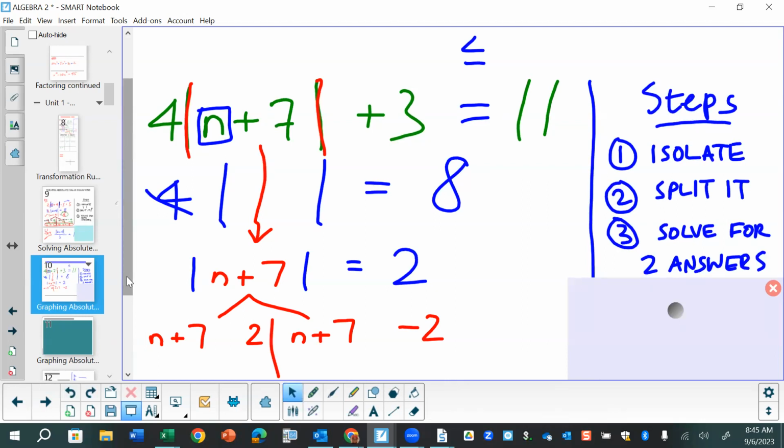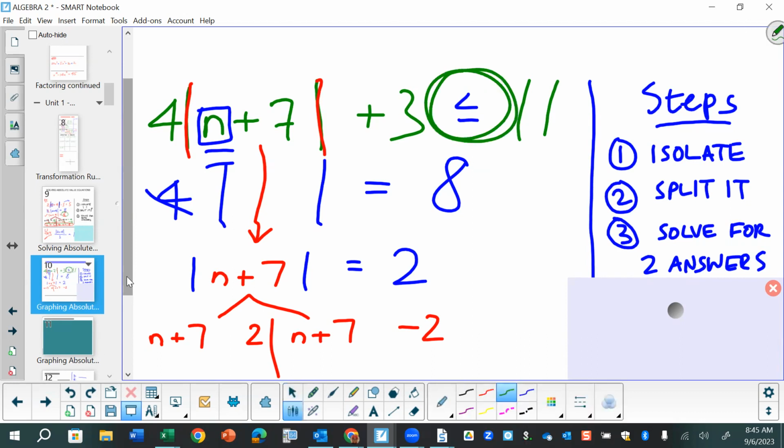It wasn't equal. It was really less than or equal. Guess what you're going to do with that? Keep it changing. Keep it flipping. Okay.